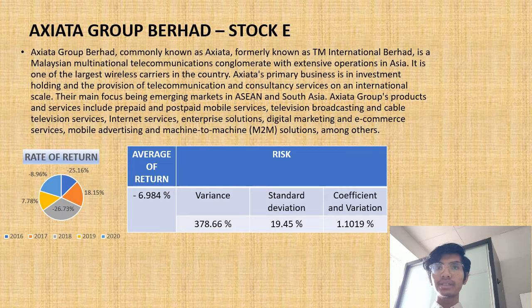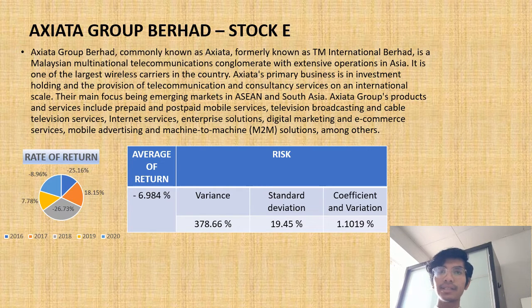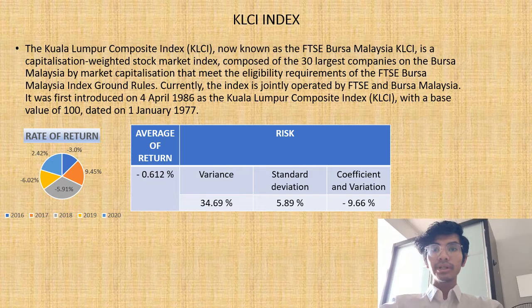And the risk is variance. The variance of risk is 378.66%. The standard deviation is 19.545%, and the coefficient of variation is 1.1019%. Okay, next I'm going to talk about the KLCI index.